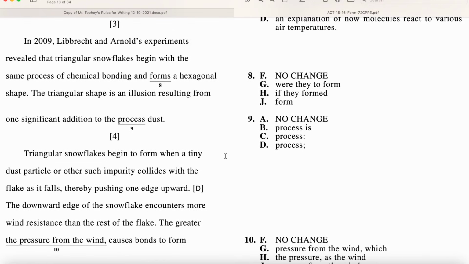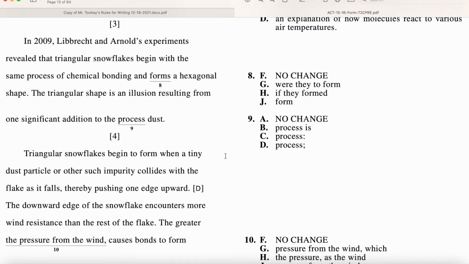The triangular shape is an illusion resulting from one significant addition to the process dust. I love the way you read it, no pause there anywhere. How did answer choice A sound for number 9? It does not sound good. Let's try B. Plug it in. The triangular shape is an illusion resulting from one significant addition to the process is dust.